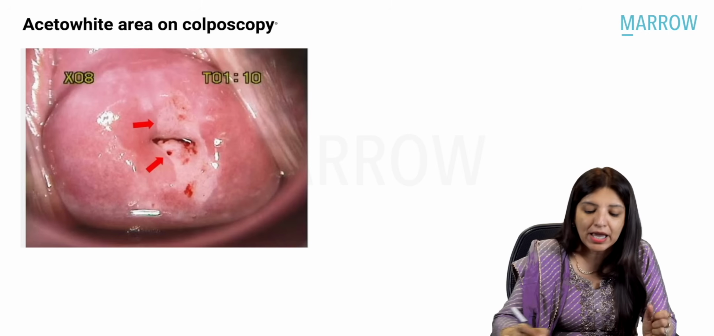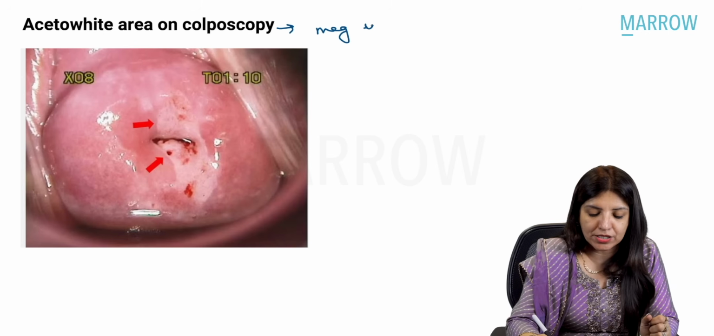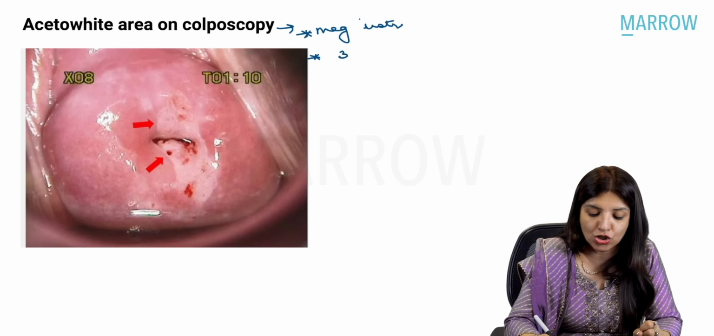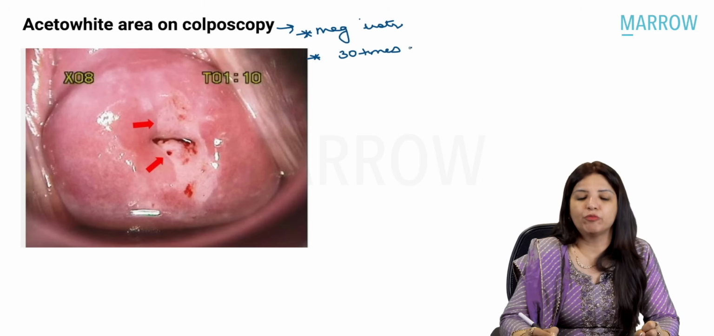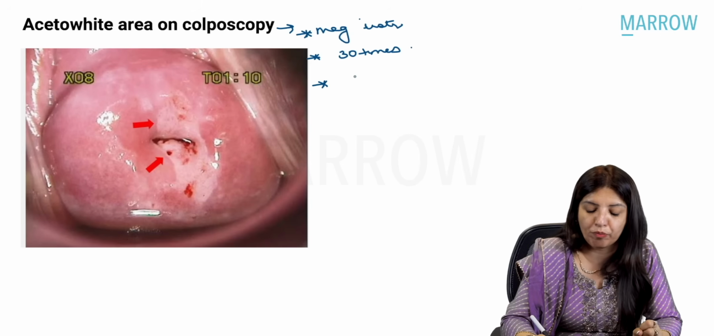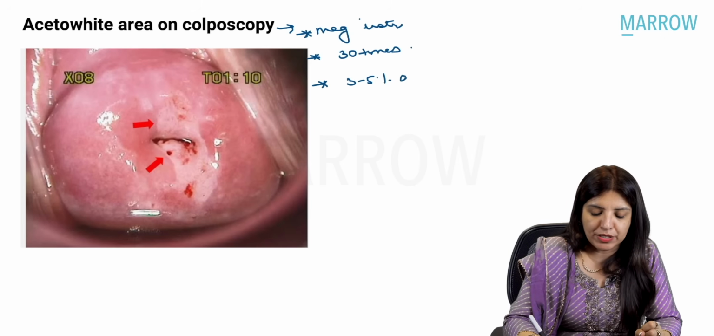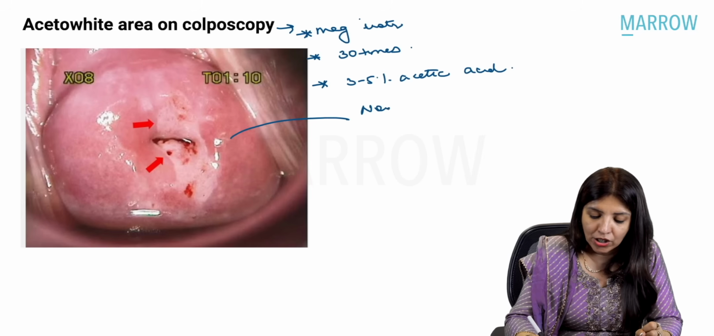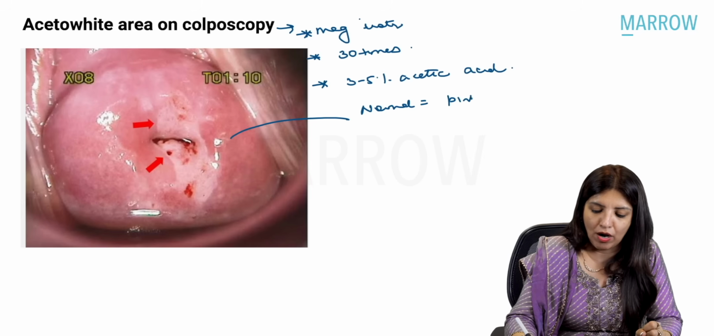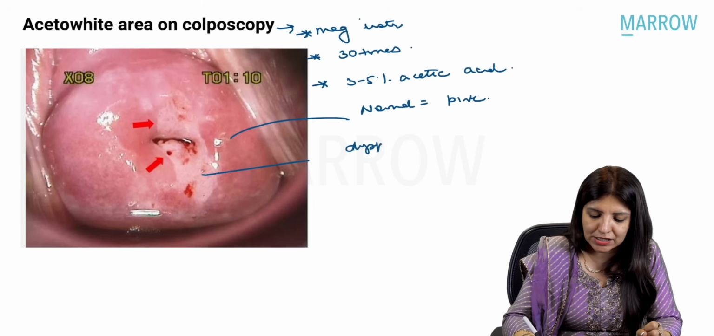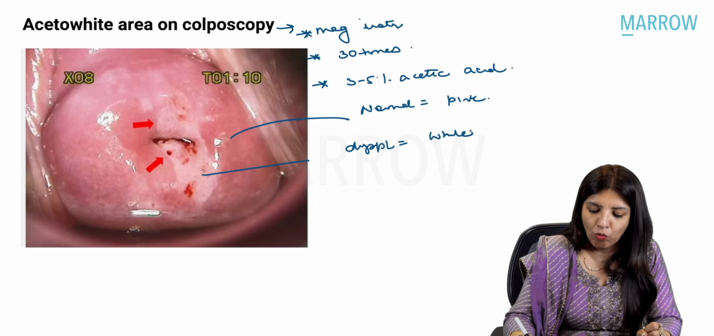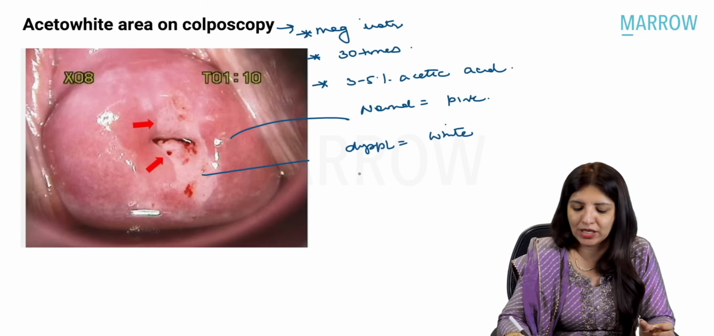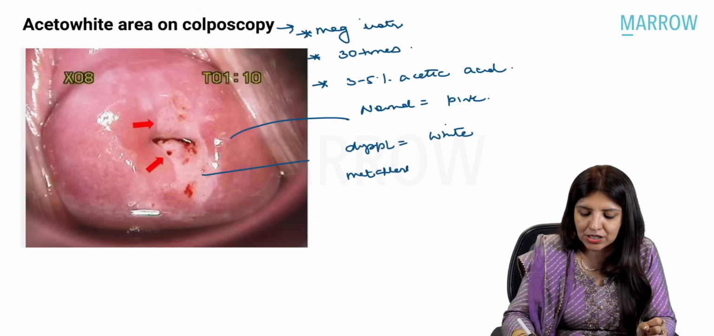appearing on colposcopy. Colposcopy, please remember, it's a magnifying instrument, and the magnification which you get in case of colposcopy is 30 times. In colposcopy, you have to use 3 to 5% acetic acid, and when you use 3 to 5% acetic acid, the normal area is going to appear pink in color, the dysplastic area is going to become white in color, and that is from where you have to take a biopsy, and the metaplastic area appears gray in color.